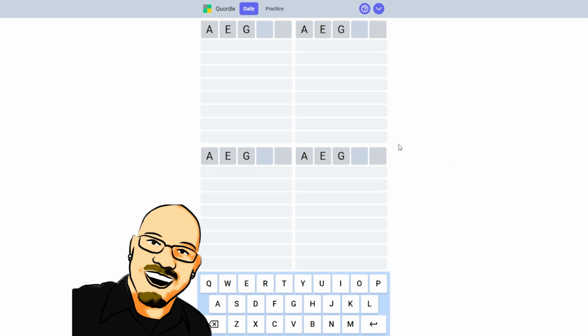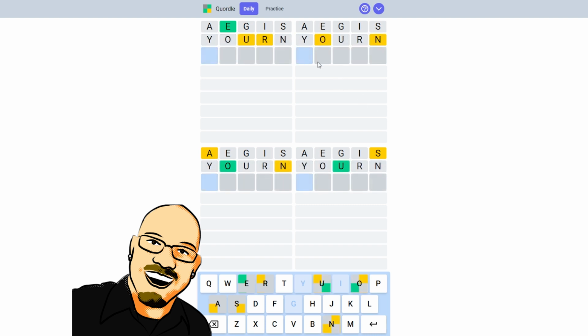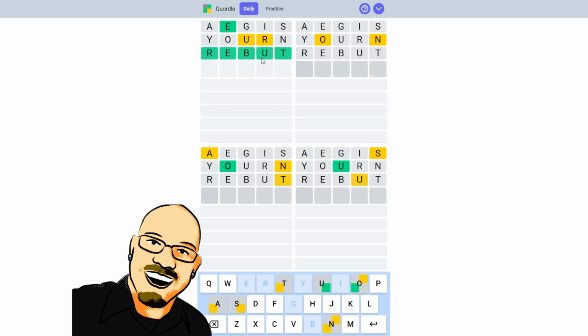But for now, let's get into today's puzzle. Alright, nothing on this puzzle number two, top right, so we're going to jump in right away with Yorn and see what we can learn. Alright, we did have rebut earlier. I'm just going to throw that in for good measure.